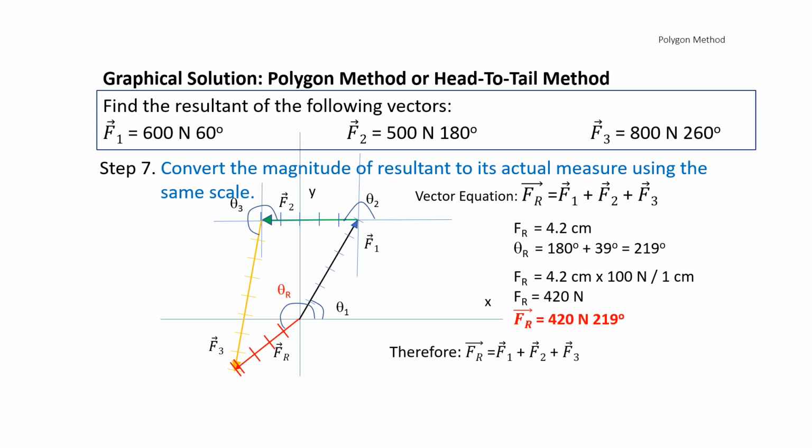Therefore, the resultant force, which is equal to F sub 1 plus F sub 2 plus F sub 3, where F sub 1 is 600 newtons 60 degrees, plus 500 newtons 180 degrees, plus 800 newtons 260 degrees. The resultant force is 420 newtons 219 degrees. Now we're done with the graphical solution.